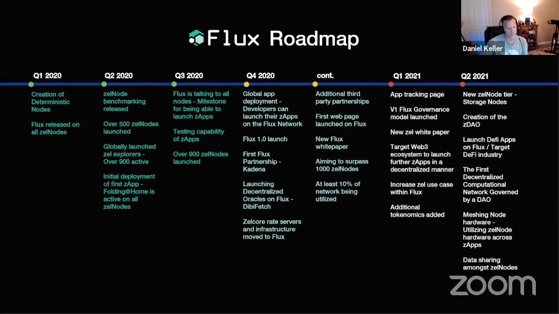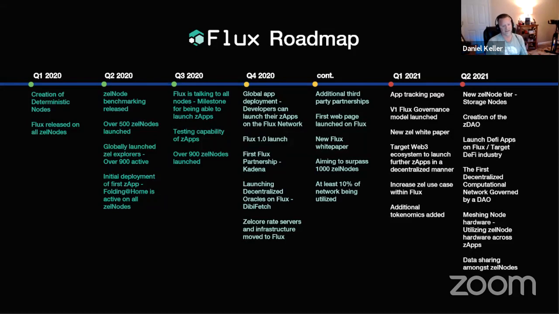One of our goals is to surpass 1,000 nodes, and I think we're going to do that very easily. I think we're at 936 or something right now, and I think after today that'll go up. And we want to use 10% of our current network. We want to really leverage and really stress test our network as we continue to keep scaling up.